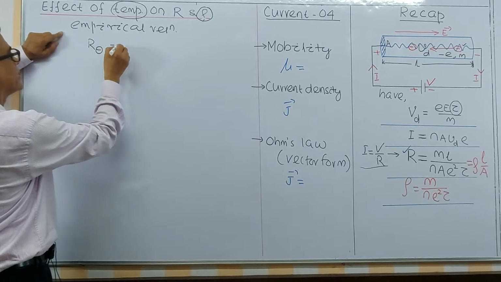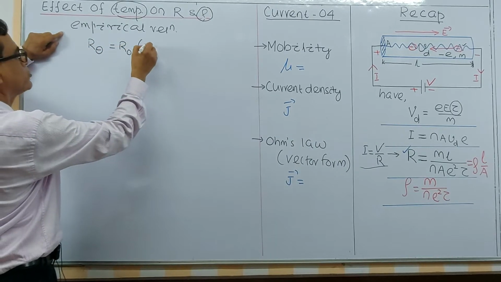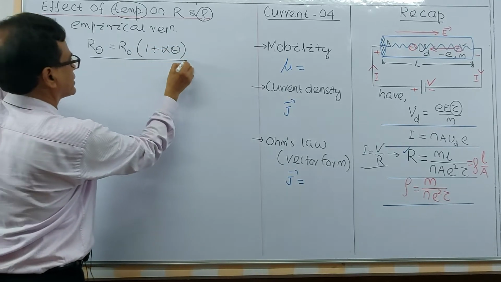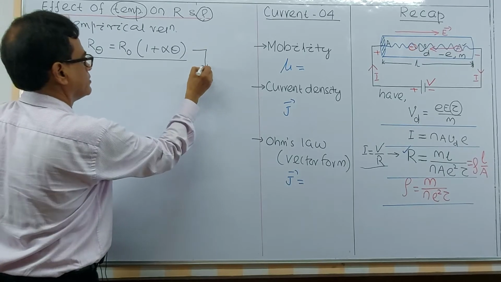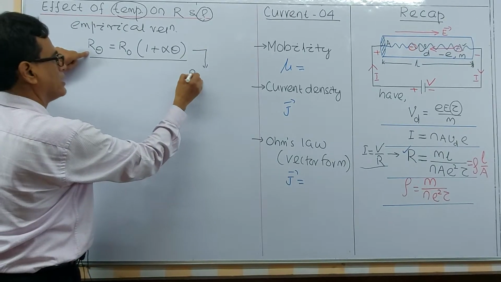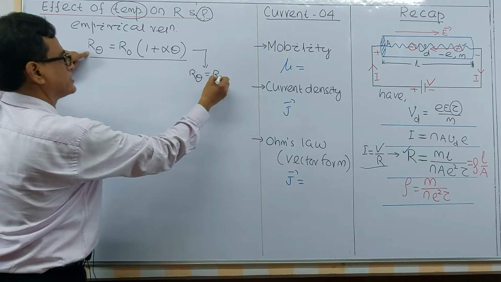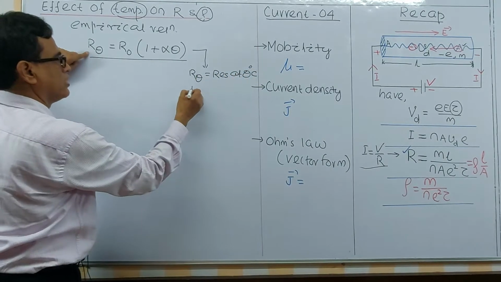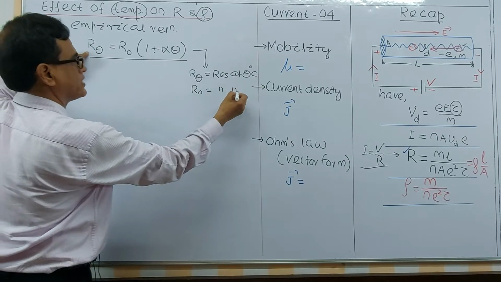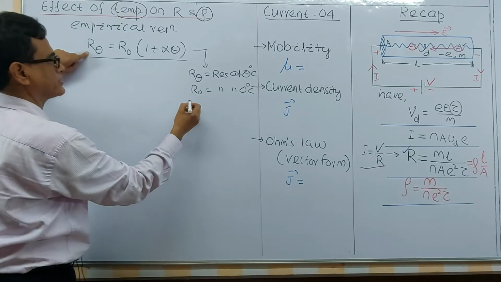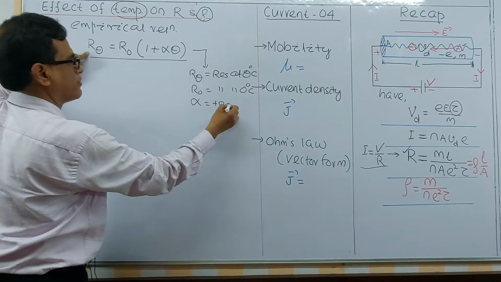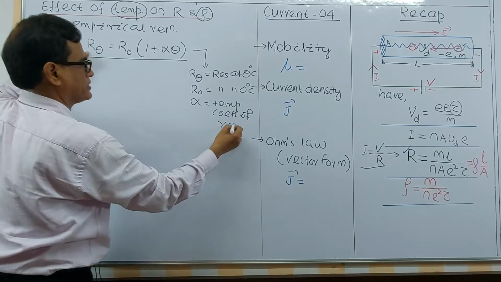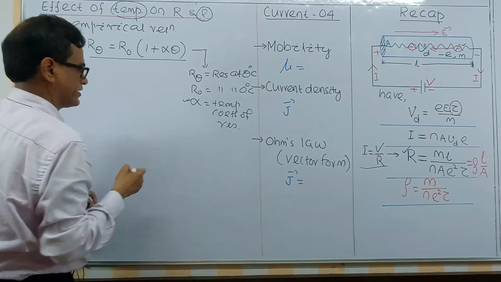Resistance at theta degree equals resistance at 0 degree times (1 plus alpha theta). This is the empirical relation. Here R theta is the resistance at theta degree Celsius, R0 is the resistance at 0 degree Celsius, and alpha is the temperature coefficient of resistance, which we will describe in detail.